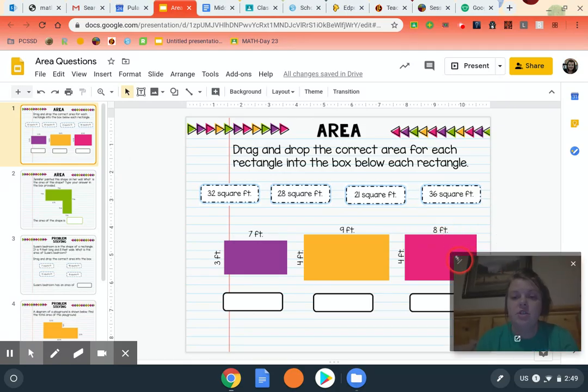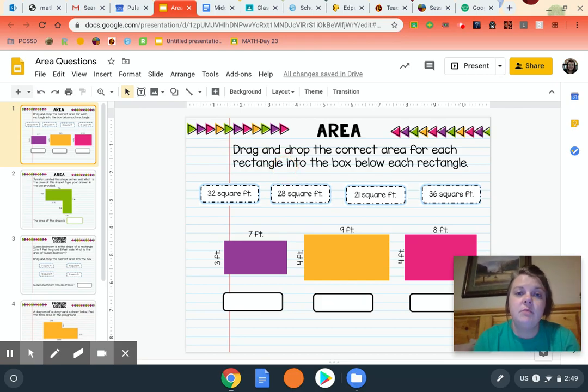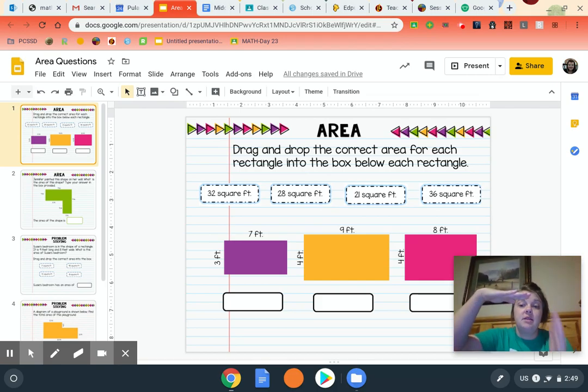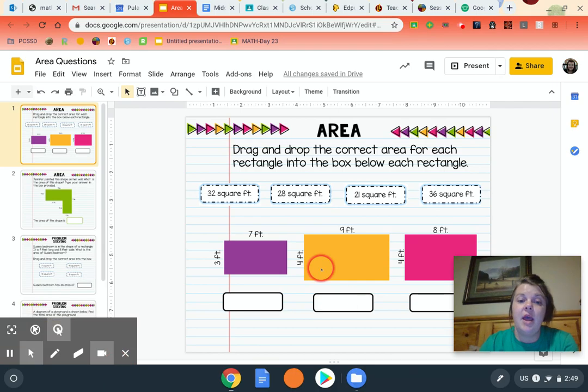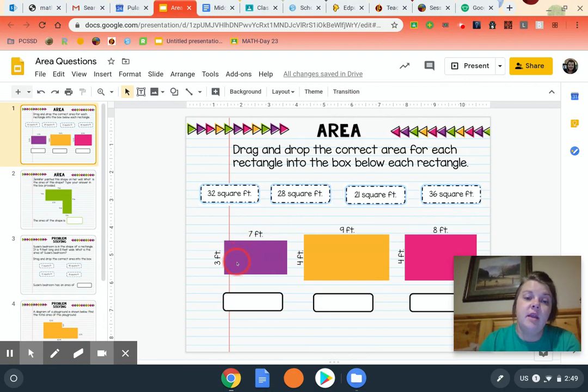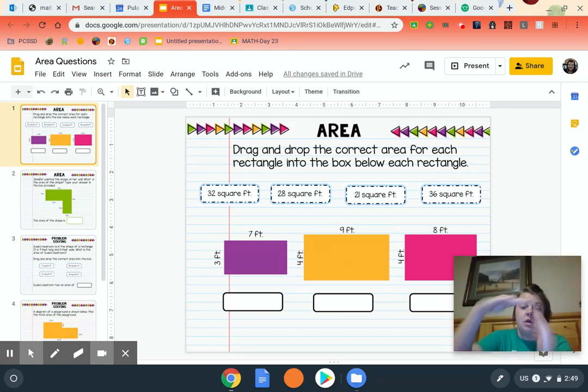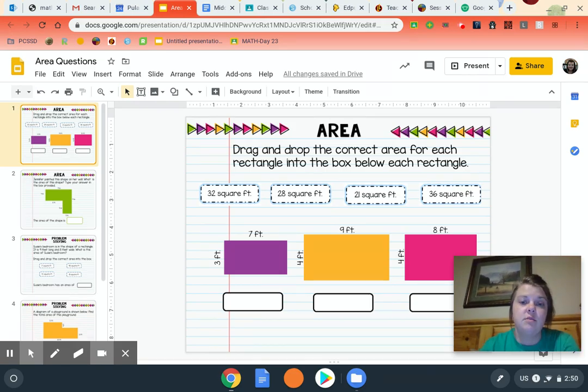So on this first question, remember we do multiply to find the area of a rectangle or square. We multiply length times width. So we're not adding to find area. We add to find perimeter. So to find the area of this rectangle, 7 times 3. Yellow rectangle, 9 times 4. Pink rectangle, 8 times 4. And I don't expect every single person to have memorized their multiplication. You probably will need paper. So that's how you do slide 1.